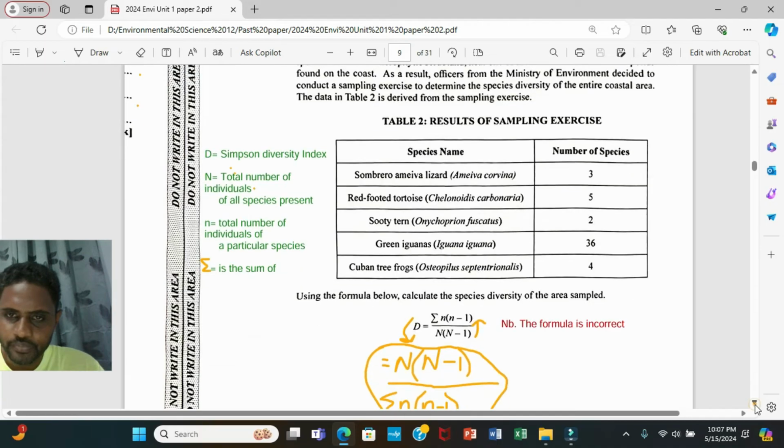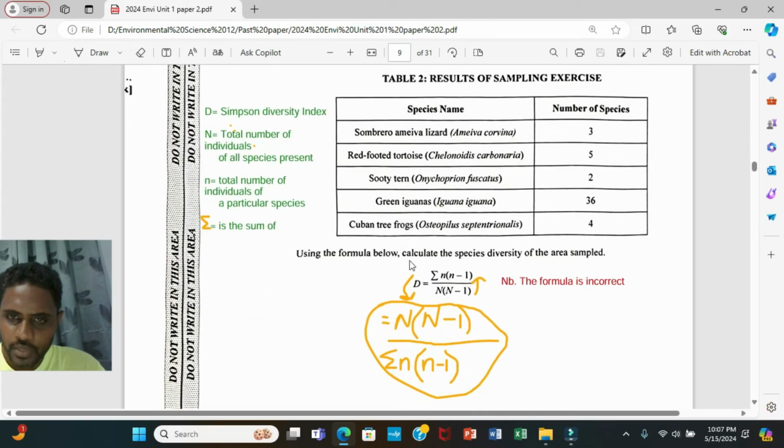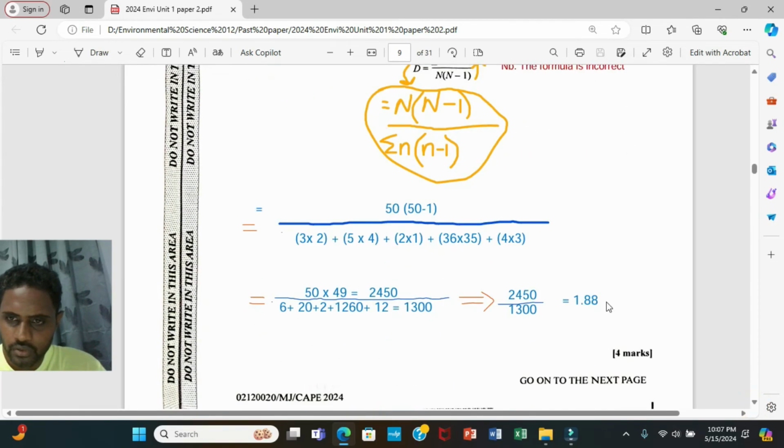It says, using the formula below, calculate the species diversity of the area sampled. Now, based on this, this would be the incorrect formula. So it should be this part on the top and this part at the bottom. All right. Now, when you do the working, you should get this answer. So you're just filling everything in here.